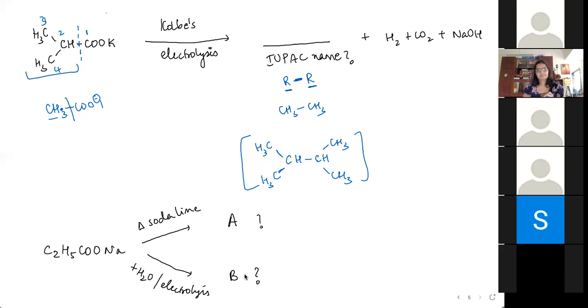Do we just have to write the product names of the alkanes and not the gases and byproducts, right? Yeah, just the alkanes is sufficient. Okay. I'm sorry, what do we need to do? Identify A and B. So these are the reactions.